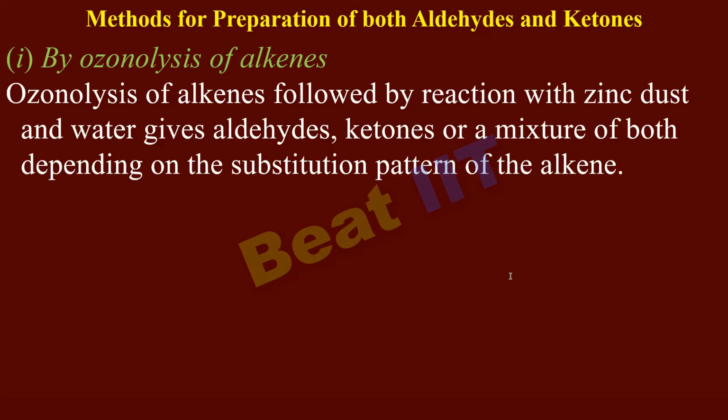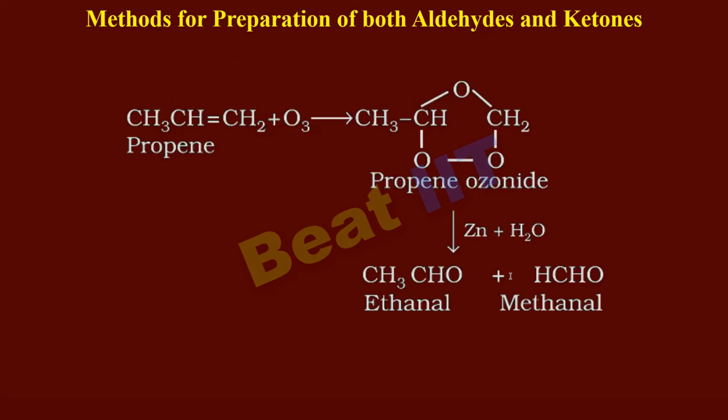Ozonolysis of alkenes followed by reaction with zinc dust and water gives aldehydes, ketones, or a mixture of both depending on the substitution pattern of the alkenes. I will tell you the way you can identify whether aldehyde will be produced or ketone will be produced. This is one example. Here we have propene. You simply get it reacted with ozone in the first step and you form ozonoid. To form the ozonoid, you will remove the double bond and form the ozonoid. It is as simple as that.